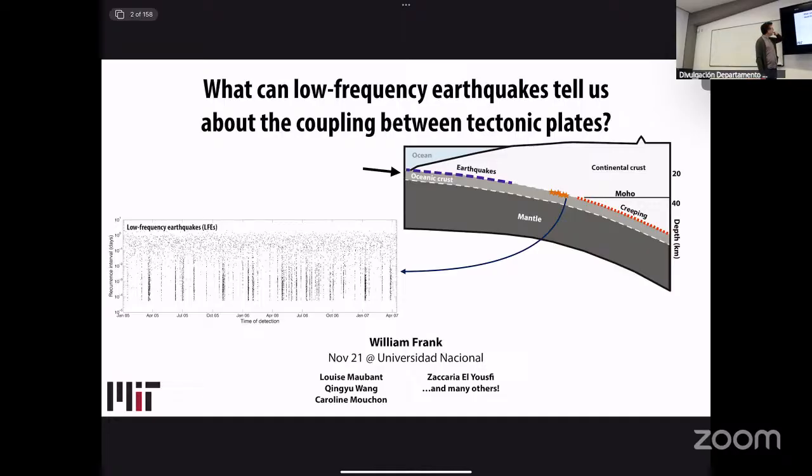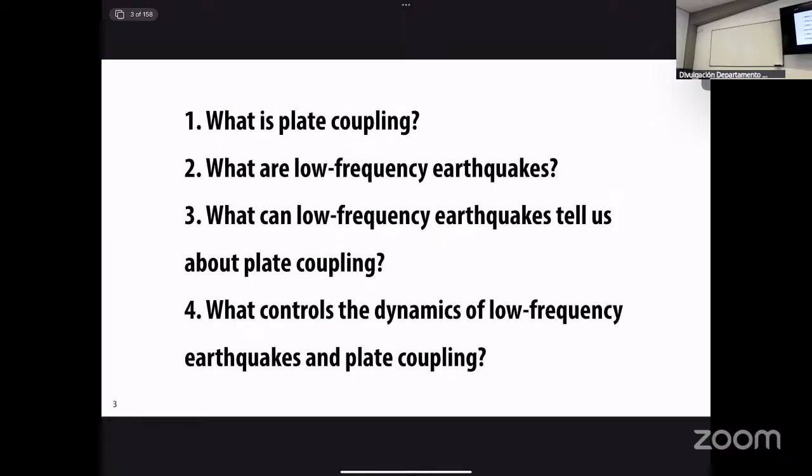What we see is that the activity in this transition zone is very clustered. By that I mean there are swarms of low frequency earthquakes where the recurrence intervals decrease, and so we get a big group of activity all at once. They happen in these very well organized clusters, and we're going to be using that throughout the talk to understand what's happening.